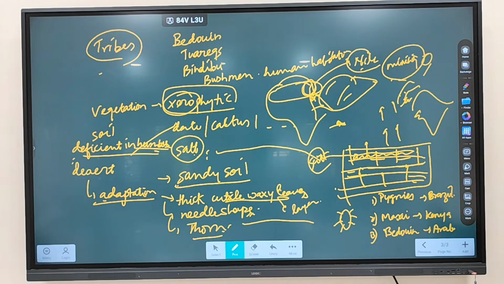Clear? So normally you don't find much human habitation in desert regions. Some regions you may find settlement. Why? Because of a river flowing through the deserted region, which allows settlement in this region, or mining settlers you can find. Fine.